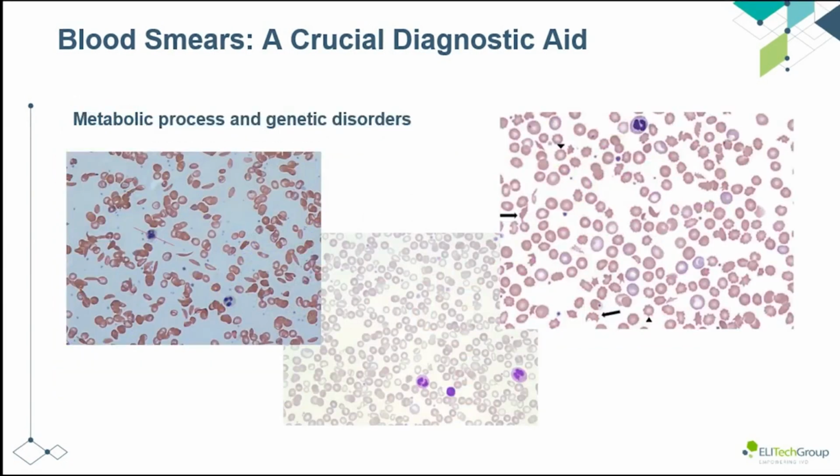Blood smears are also a great way of being able to visualize metabolic processes and genetic disorders. When viewing a peripheral blood slide, there are many adjectives that are used to communicate to the clinician what is being seen in the blood.